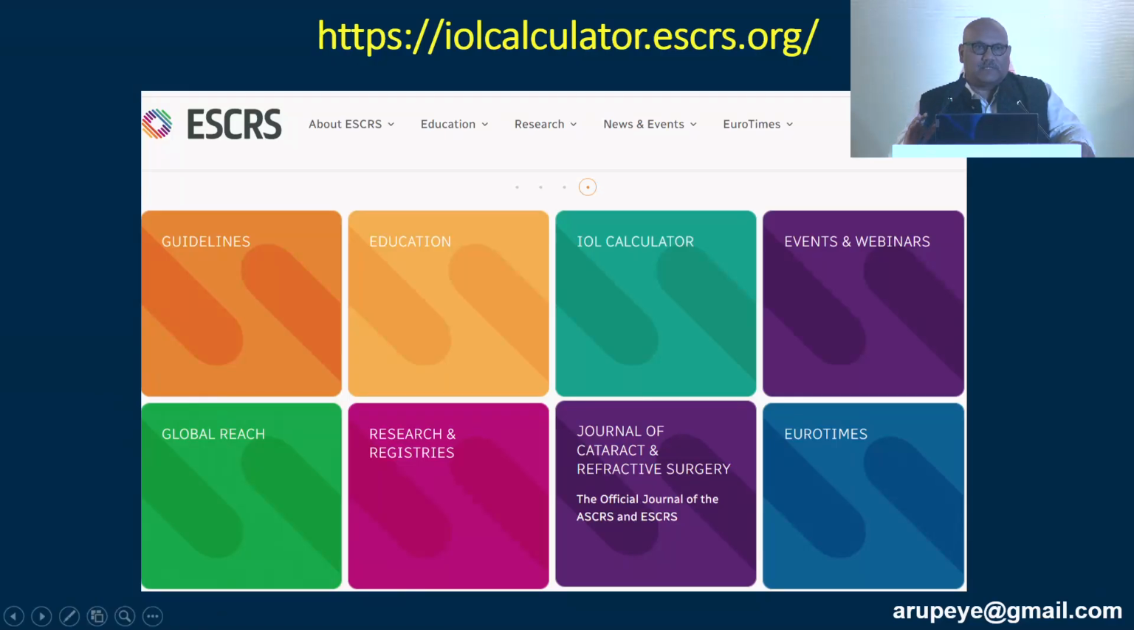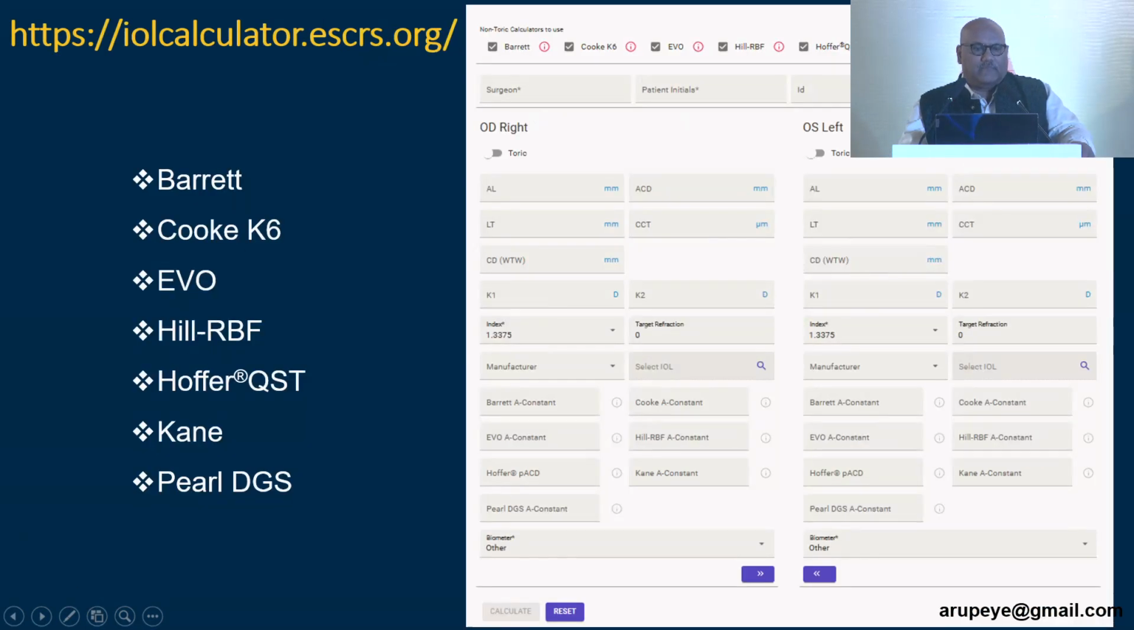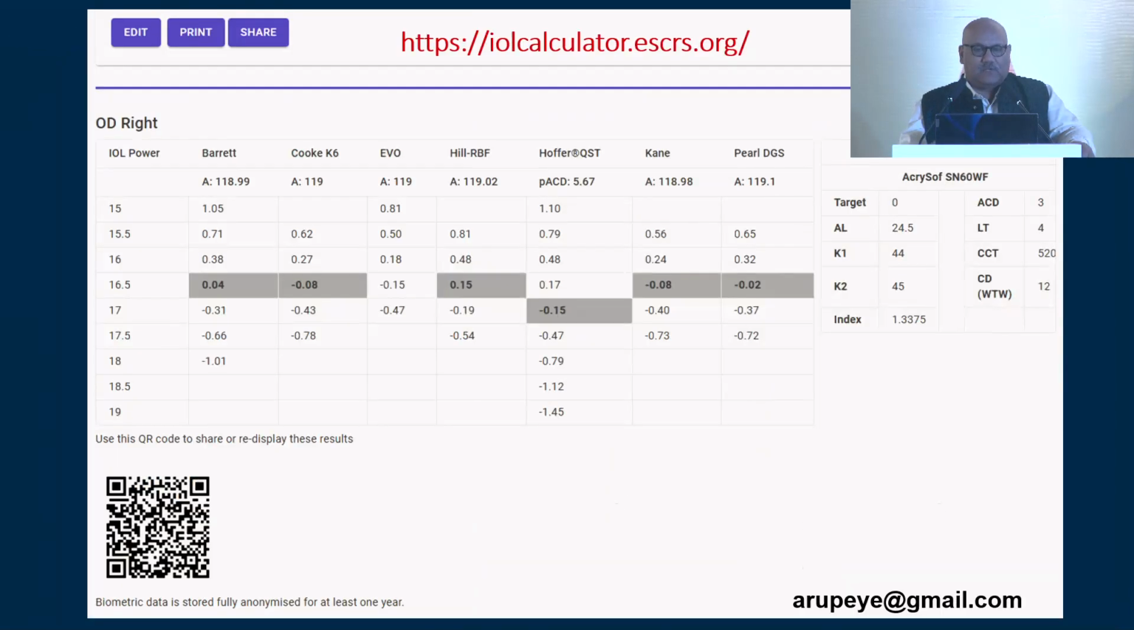Out of the cataract societies, the European society was the only one which did not have an IOL calculator. So 2 years back, they came up with an IOL calculator, and for non-toric lenses, there are 7 modern formulas that can be made use of to get your IOL power. So here it is very simple. You just input the data in the fields only once, and this website on its own approaches all these 7 calculators and gives you the result in one printout.